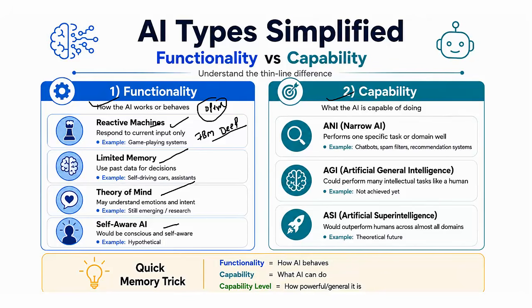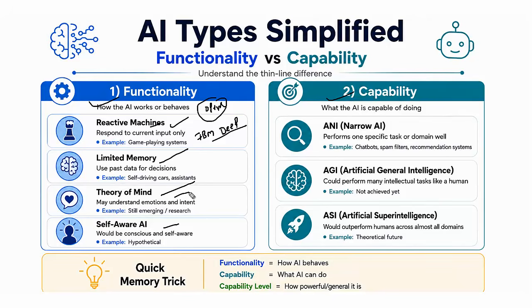All are basically useful, and this is something testable in the exam because it uses past data for better current decision. In threat intel and all that, we are using this. Next is called theory of mind. Theory of mind is AI that can truly understand human emotions, beliefs, intentions, and social context.